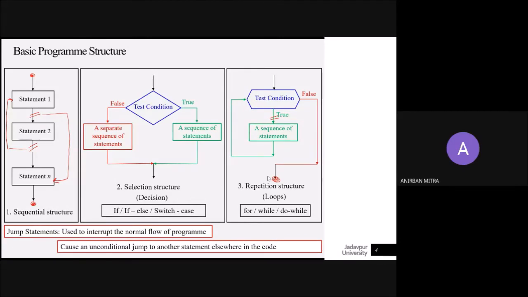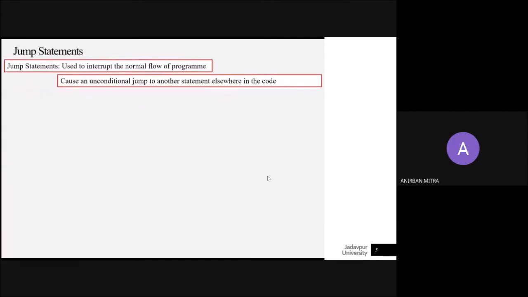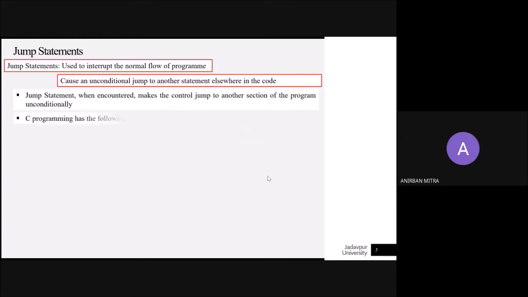It causes an unconditional jump to another statement elsewhere in the program. So if we have to define it formally, then we say that jump statements are those statements which, when encountered, make the control jump to another section of the program unconditionally. So that is the formal definition. Now, what are these jump statements? C provides us with 4 kinds of jump statements: break, continue, go to, and return.